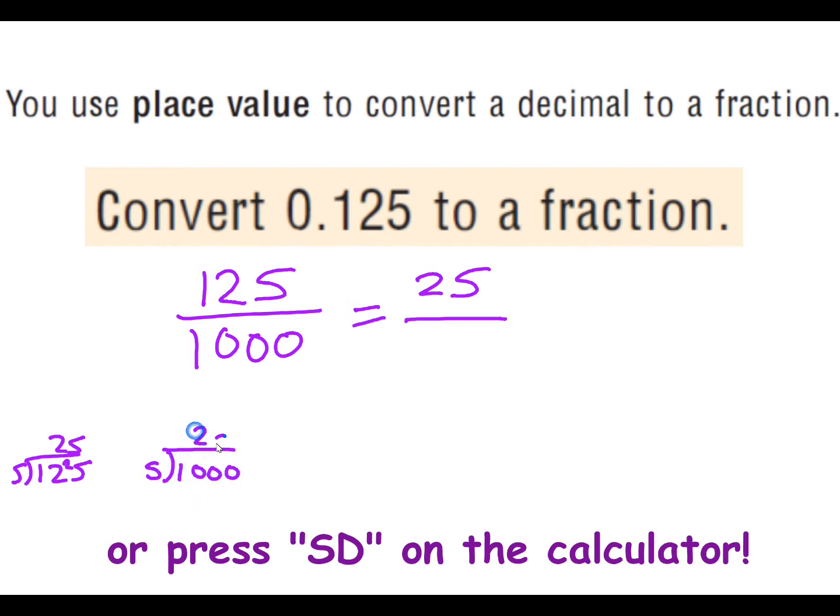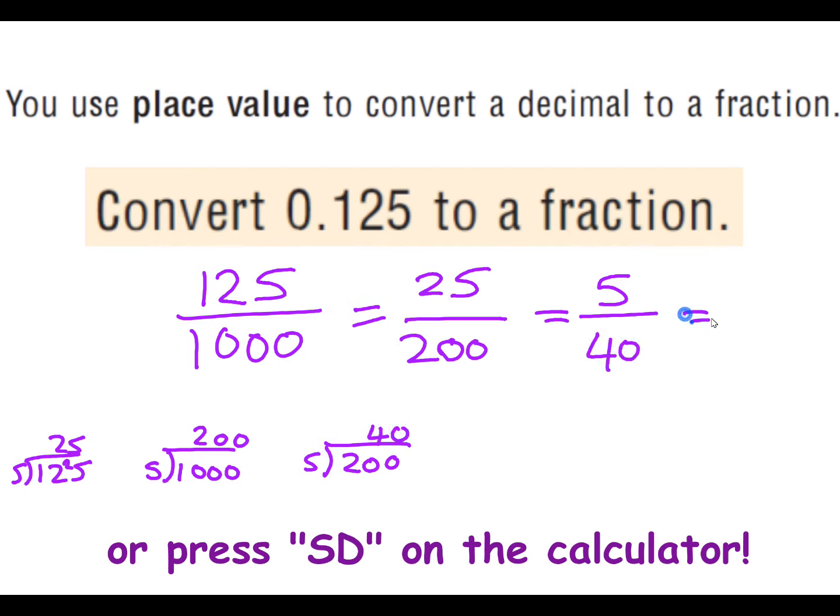5 goes into 10 twice, 200. And I can do that again. I know that 5 goes into both of these. So 25 divided by 5 is 5. 200 divided by 5 is 40. And then finally, I can see 5 divides into both of these. 5 divides into 5 once, and 5 goes into 40 8 times.